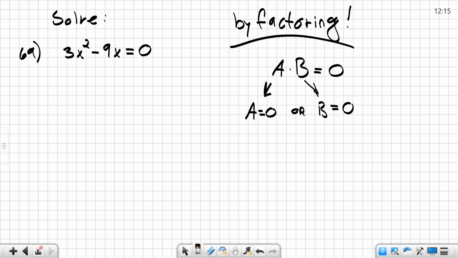So in other words, instead of solving the quadratic equation, we are going to break it down into two linear equations, which we then easily can solve by using what we have learned before. So the only real challenge here is factoring. Most important thing in algebra for us. Let's have a look. The greatest common factor between 3x squared and 9x is 3x.